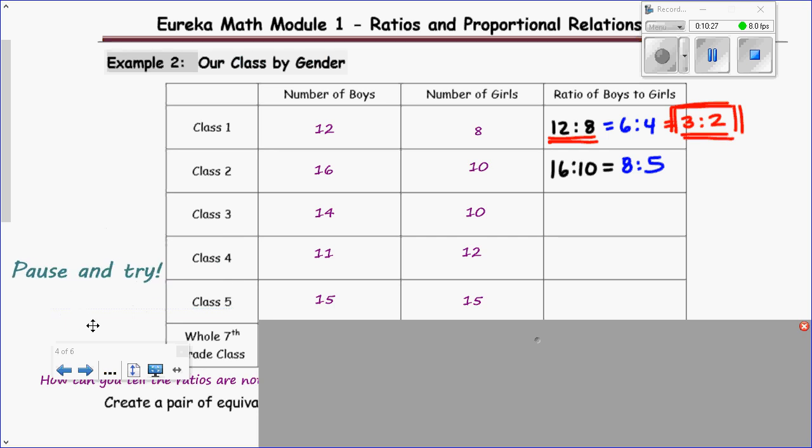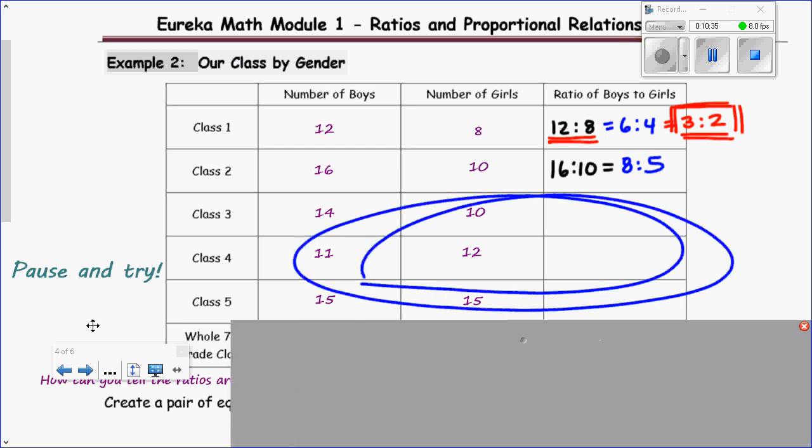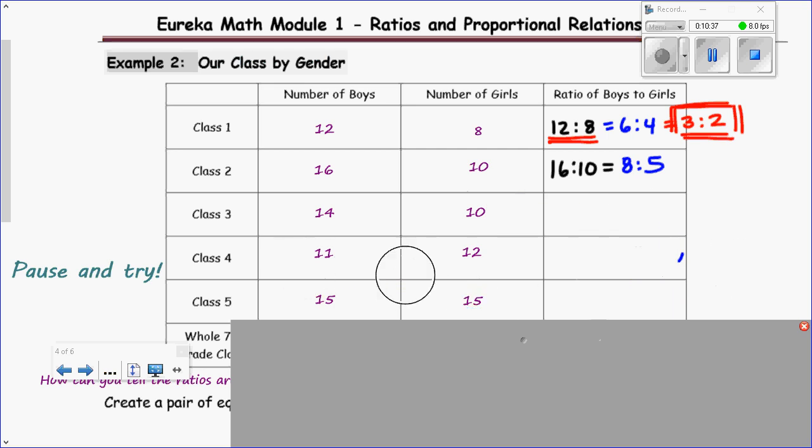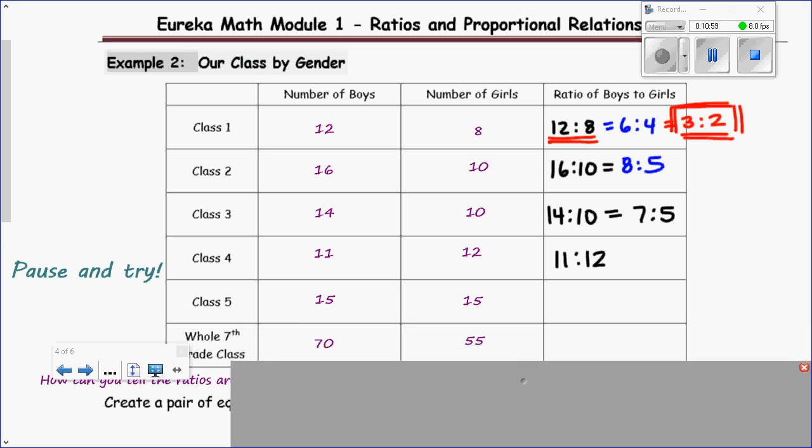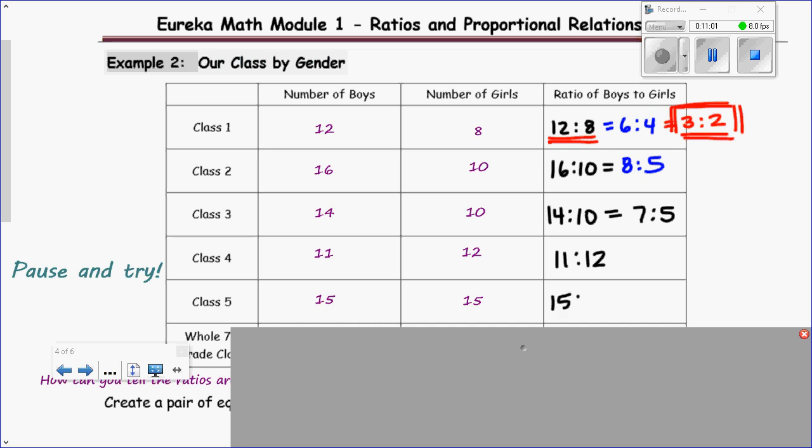Okay, if you are listening to me right now, hopefully that means that you have something filled in for all of those other classes. Do you have something filled in here? If not, pause it and try it on your own. There's no harm in it. There can only be good things that happen from you trying it on your own. Okay, did you write 14 to 10? And did you know that that was equivalent to 7 to 5? Class 4, it cannot be reduced. 11 to 12 is already reduced as far as it can be, okay, to keep it as whole numbers. And then for class 5, it would be 15 to 15, which is 1 to 1.